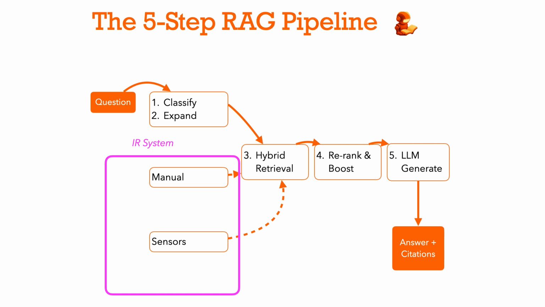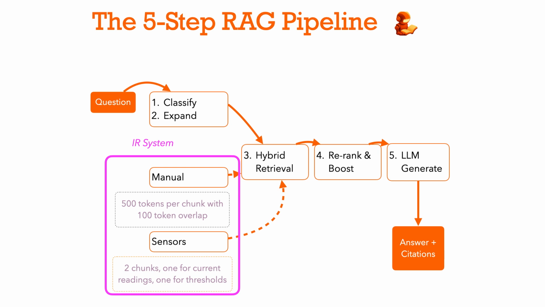Both the manual and sensor data are split into chunks stored in the IR. For the manual, we use a semantic chunker that splits by sentences, keeping 500 tokens per chunk with a 100 token overlap. This preserves meaning and context. For sensor data, we don't semantically chunk as that would split numbers into chunks. Instead, we manually create 2 chunks, one for current readings, one for thresholds. Each is about 50 tokens. A token can either be a word, number, or punctuation.